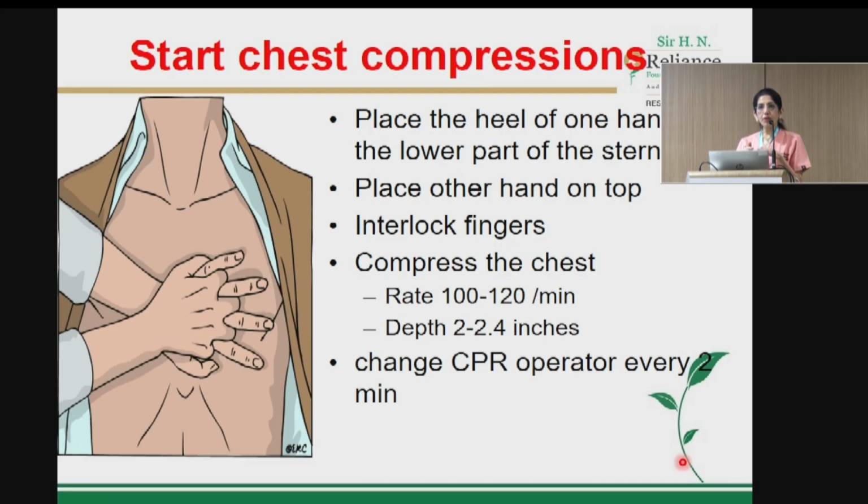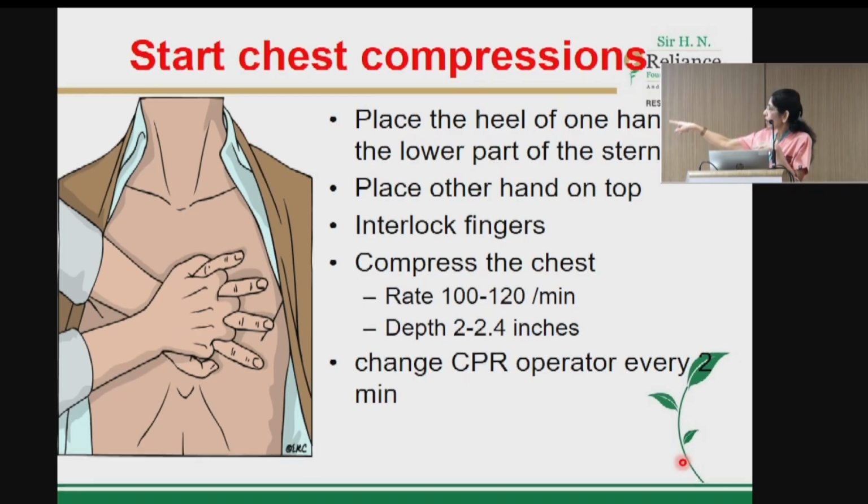How do you give the compression? The compressions are given on the lower part of the sternum, with the heel of the hand. Place the heel of one hand on the lower part of the sternum, then put the other hand over it, interlock the fingers, and start with the compressions. Compressions have to be 100 to 120 per minute. Push hard, push fast, allow for adequate chest recoil so that there is adequate venous return, switch the roles only after completing 5 cycles, and avoid interruptions in the CPR.